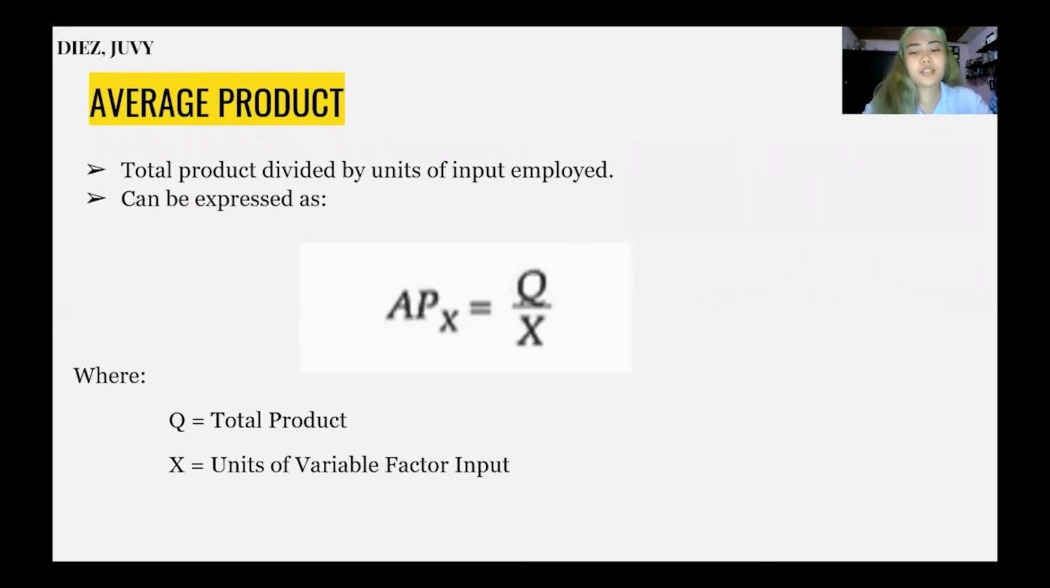Average product is the total product divided by units of inputs employed. So the higher the average product, the more productive a factor of production is. It can be expressed by dividing the total products over the unit of variable factor input, or as you can see on the screen, the formula is AP sub x equals Q over x.